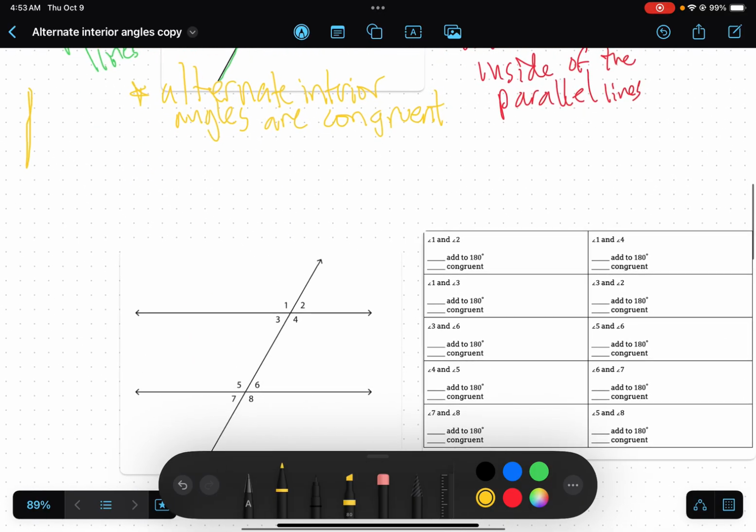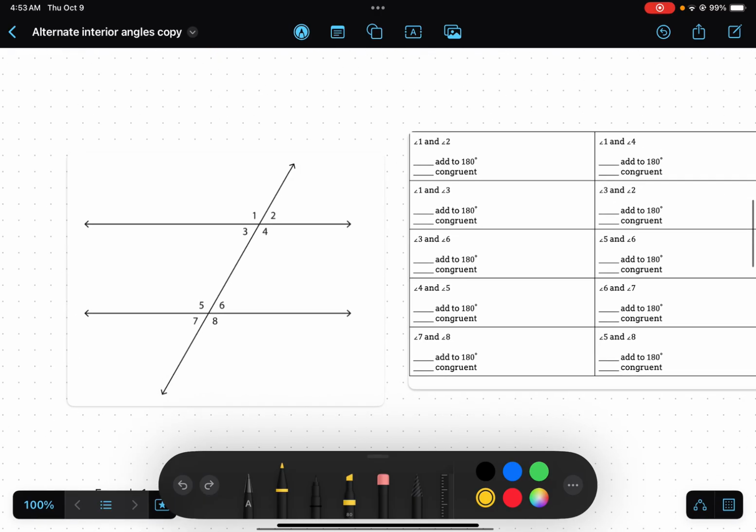So definitely pause the video and get that all copied down if it was too fast. Okay, so we're going to look at this example to see which angles are congruent and which angles are adding to 180 degrees. So let's look at our parallel lines. These two lines are parallel, and the transversal that's chopping them is right here. So let me start with my alternate interior angles. Interior means they're inside of the lines, and alternate means they're on opposite sides. So I'll start with 3 and 6.